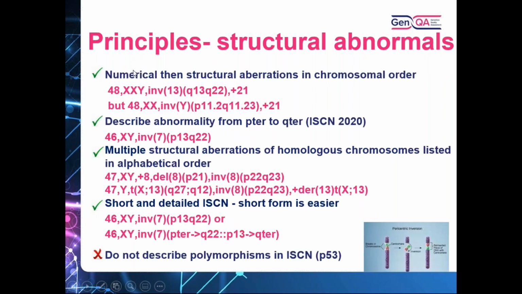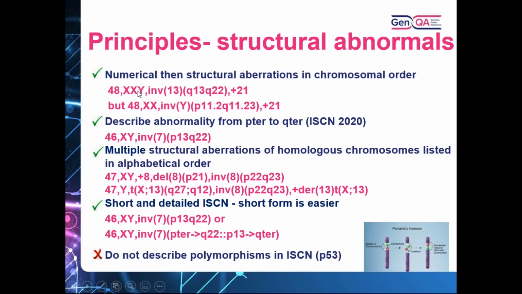Here's another principle. You always describe numerical, then structural aberrations in the chromosome order. So if it's the same chromosome, you would put the numerical change before the structural change. So a plus 21 would go before an inversion 21. Otherwise, it goes in chromosomal order.